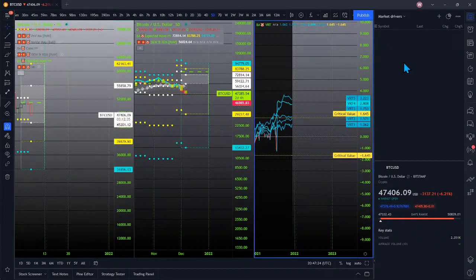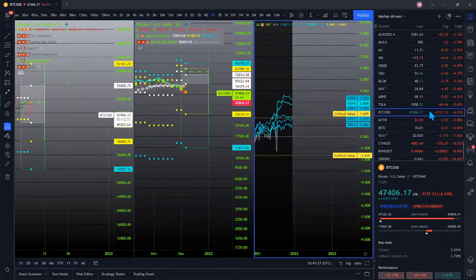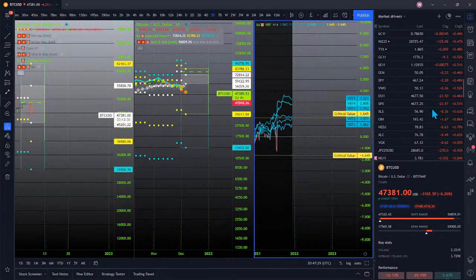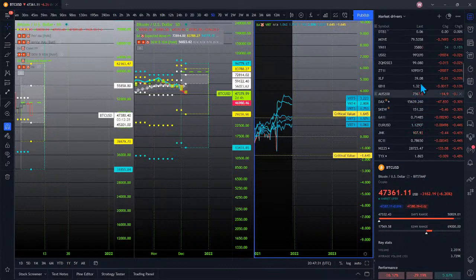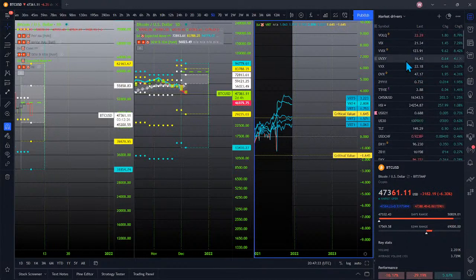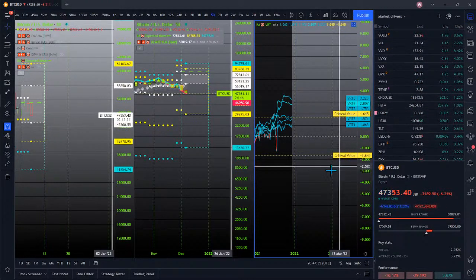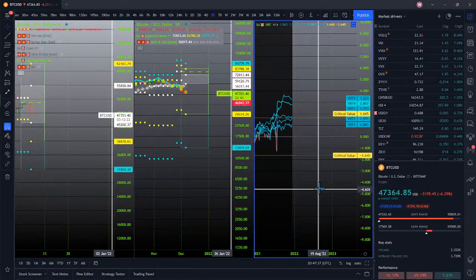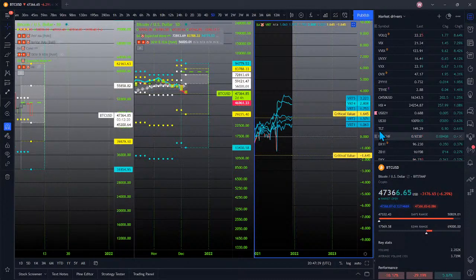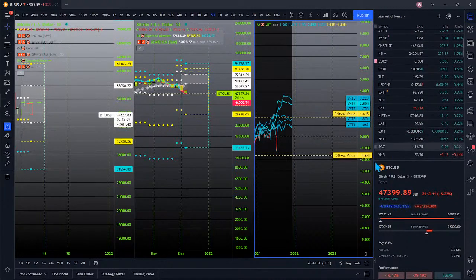So let's see what else is moving. You can look at some other cryptos too, but the amount of price data and returns data is significantly less, ETH and stuff like that. But VIX is up 7%. So let's check out ES.